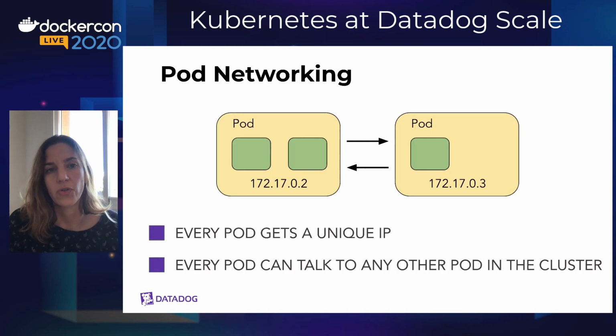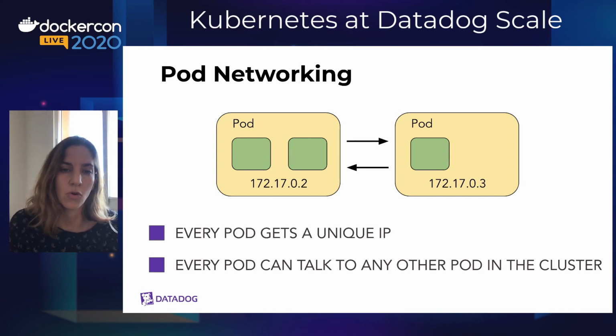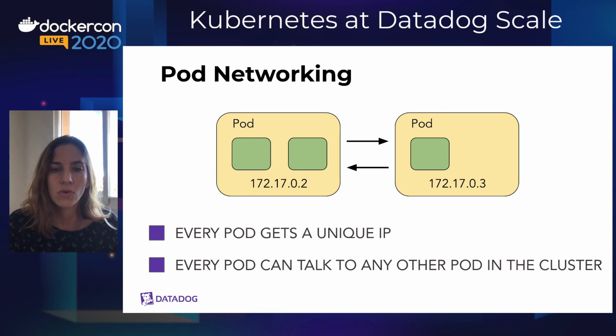So I'm going to introduce first this concept. So what is pod networking? A pod in Kubernetes is the smallest unit that you can deploy into Kubernetes. It's basically one or more containers that share the same networking namespace. So pod networking in Kubernetes basically is about giving those pods IPs and routing traffic. It has 2 basic rules: every pod is going to get a unique IP, and every pod can route traffic to any other pod in the cluster. So that's, very high level, what pod networking is.